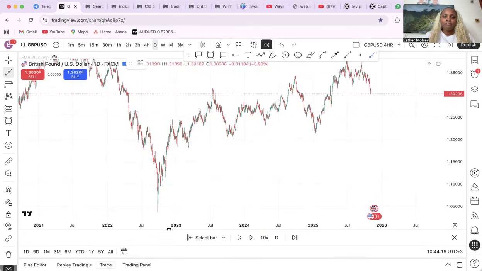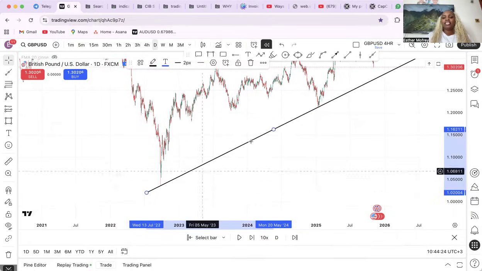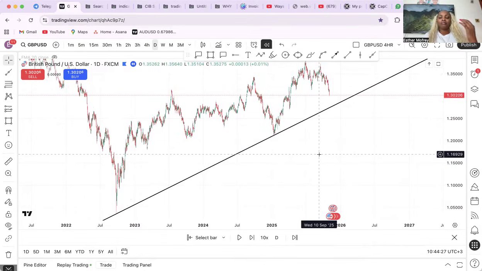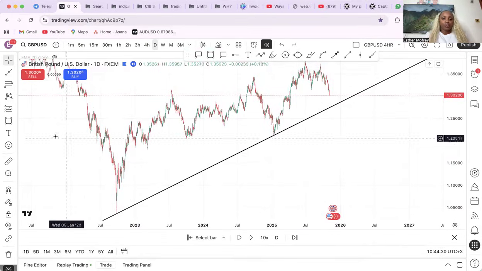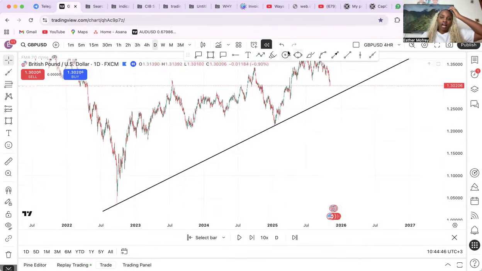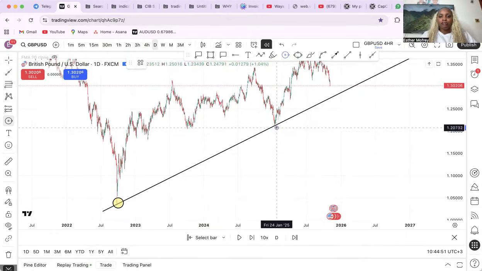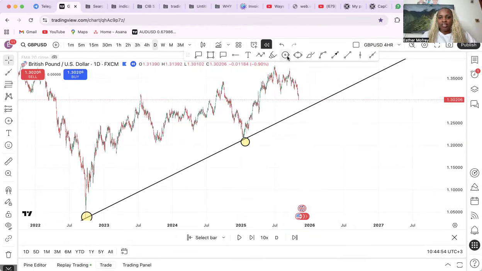If I mark my trend line here, I can connect point 1 to 2, and of course this trend line is telling us that this market is in an uptrend. Since September 2022, GBPUSD has been bullish, meaning that buyers are in control rather than sellers. Buyers are stronger when they come into the market. We have two touches, and there is a higher possibility that the market might come and touch here.